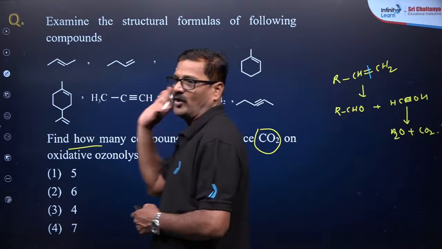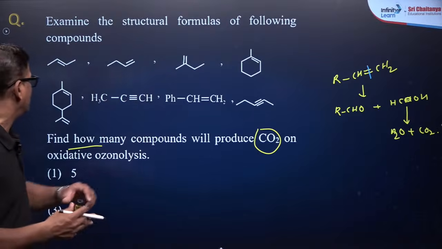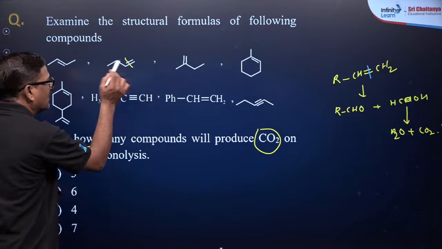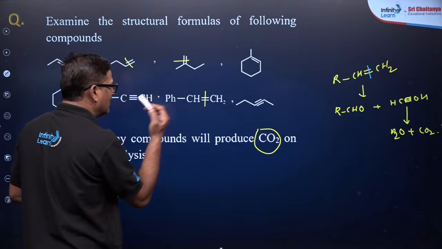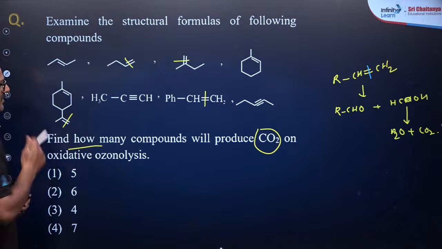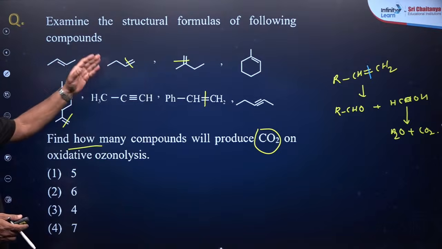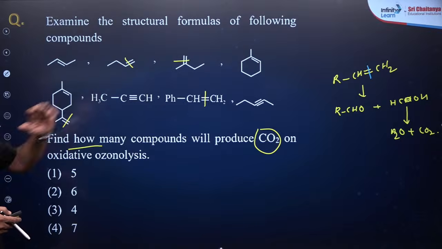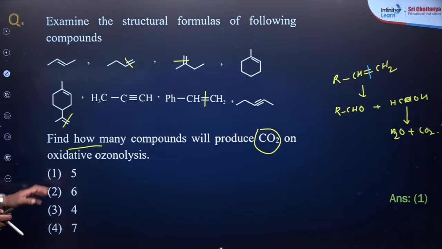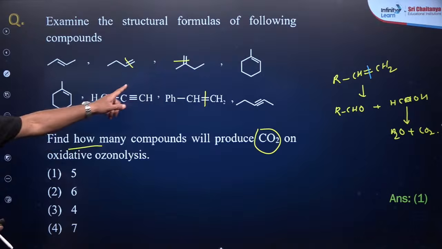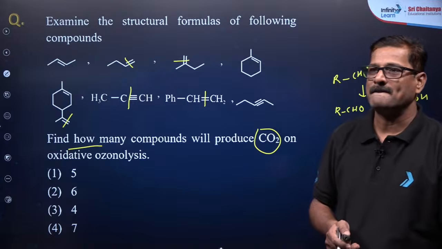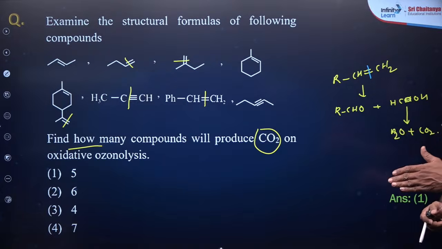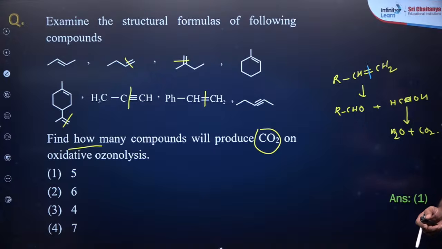So, that is my key point. In that key point, this is the terminal alkene, and a terminal alkene, and a terminal alkene. I could find 1, 2, 3, and 4. The answer for this question is going to be 5. Which one is 5? This is also 5. Fine. Terminal alkene or terminal alkyne is going to give you CO2 on oxidative ozonolysis.